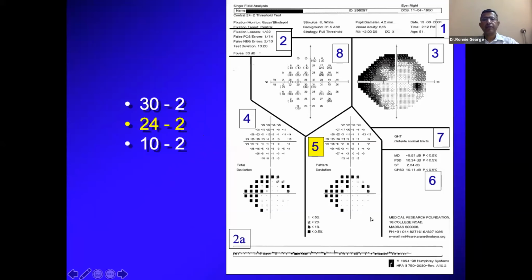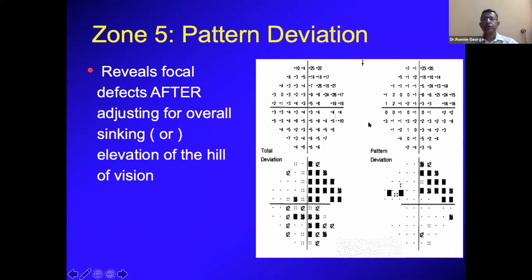Zone 5 again has 2 portions. This is the total deviation, this is the pattern deviation. Zone 5 again has a numerical portion and a statistical portion. So what you have over here is essentially, it shows you focal defects after adjusting for overall sinking or elevation of the hill of vision.